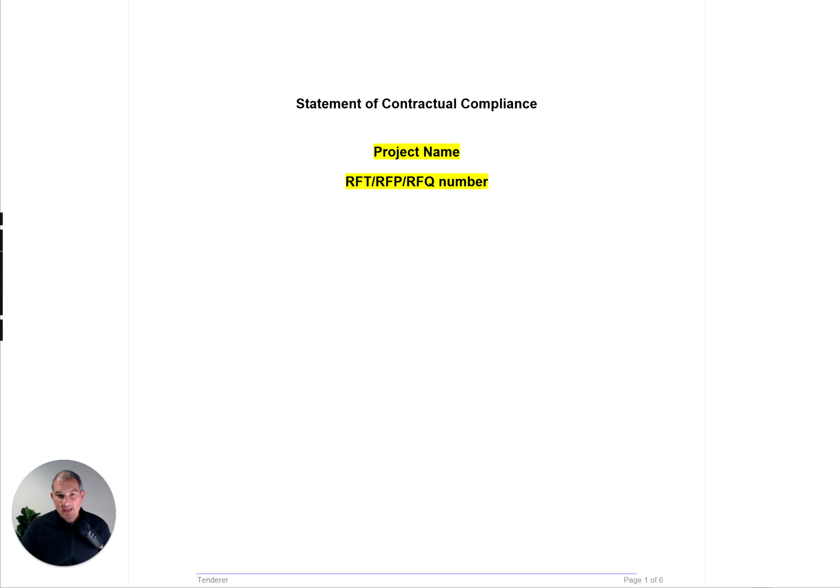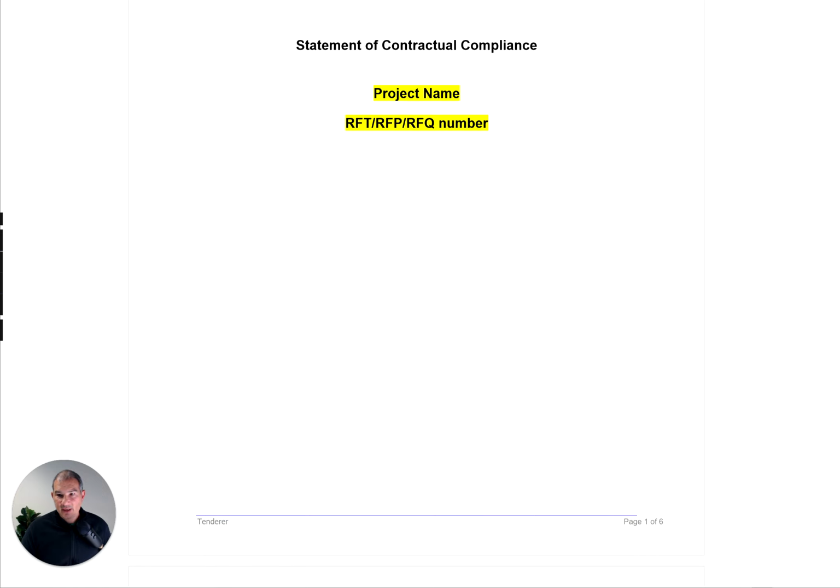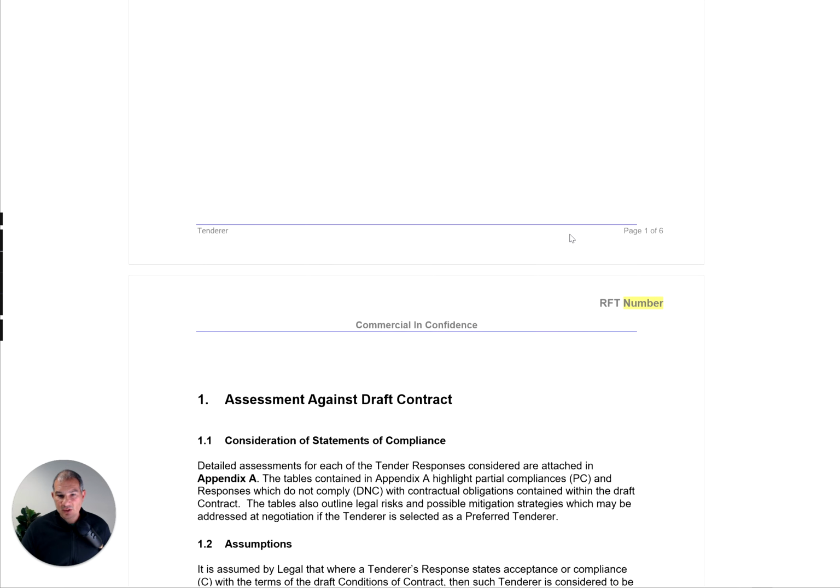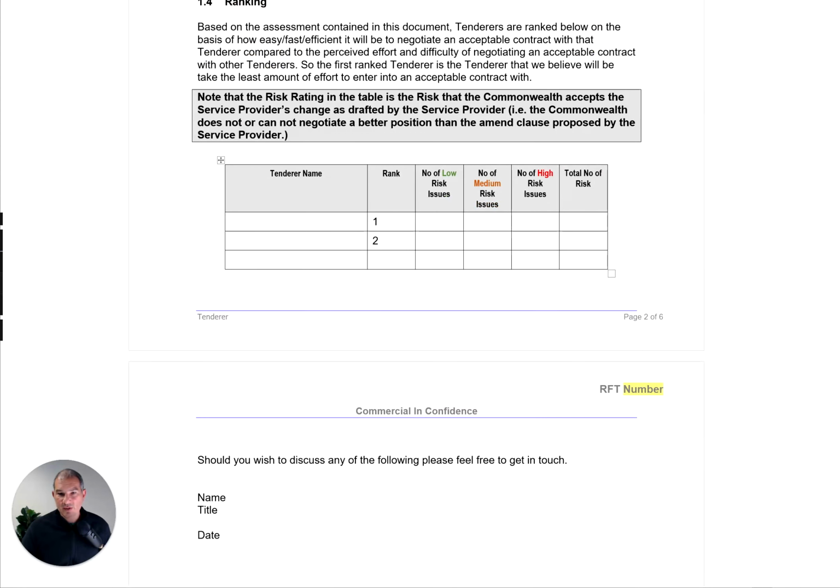And as I said, the reason you need them is that if you've gone out to market with a tender and the tender includes a draft contract, and tenderers respond telling you how they want to amend the draft contract, then you need a process to capture all those amendments, not only for one tenderer, but for all tenderers. And then you need a method of ranking or comparing tenderers. The only way, to my mind, you can do that is by giving a risk rating to each individual issue, then tallying up the total of risks and then forming a ranking.